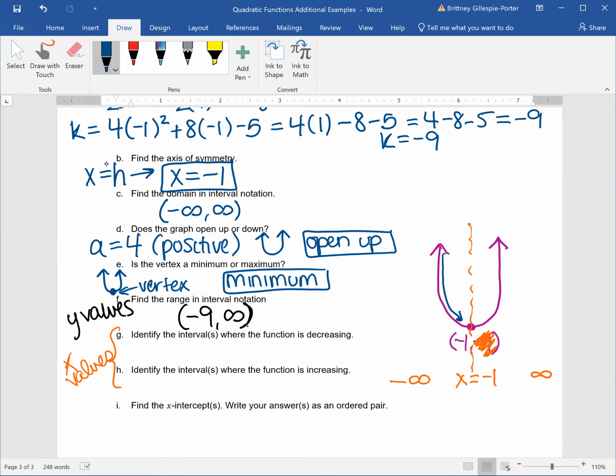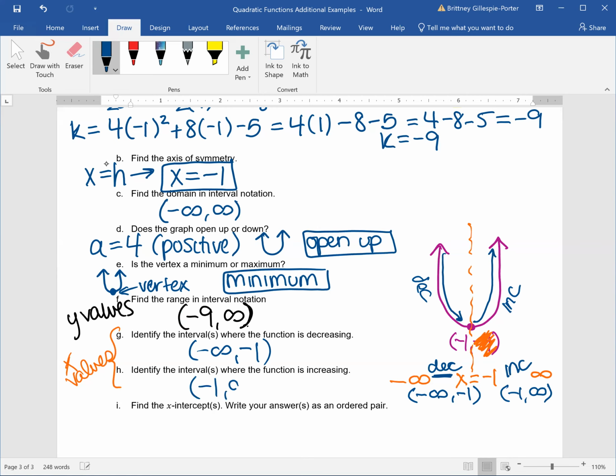The interval for where we are decreasing is from -infinity to -1, and then we stop. And then for increasing, it was on the right half, so it starts at -1 and goes to infinity. Remember that we have parentheses around everything because -1 can't make up its mind whether it's increasing or decreasing, and infinities we will never reach. So they always get parentheses.